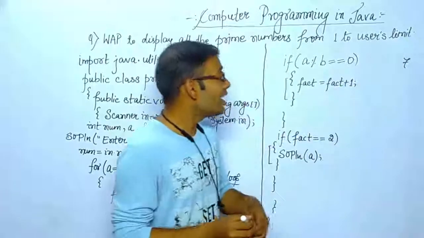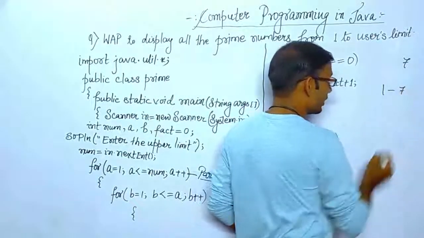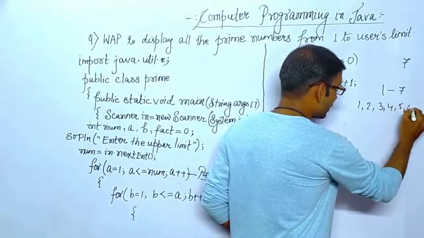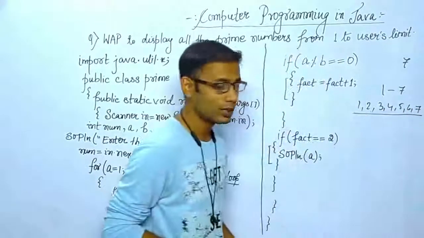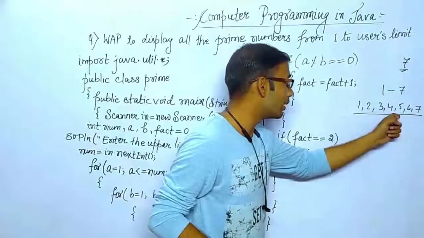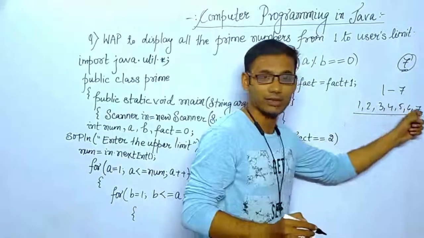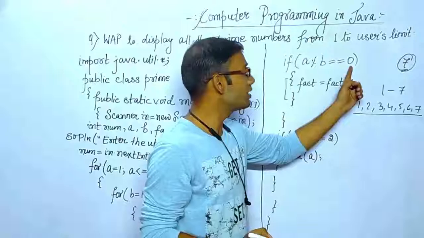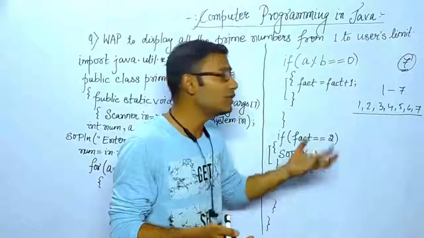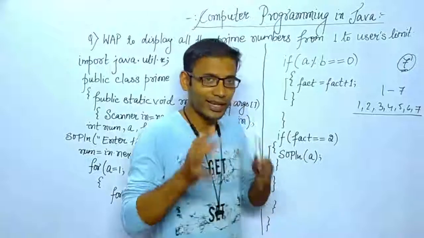So what we are going to do is run a loop starting from 1 till 7, that means 1, 2, 3, 4, 5, 6 and 7. First of all, this is our target number. We will divide this number using each of these numbers. And if the remainder comes to be 0, then we will increase the value of fact by 1. At the end, if fact comes to be 2, that means 7 is a prime number. Okay, again I am explaining.